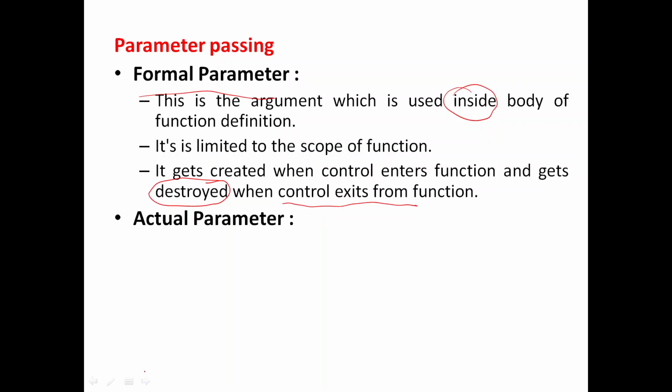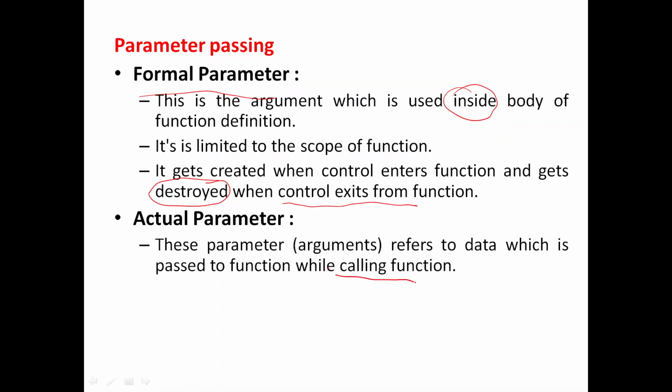Another type of argument is actual parameter. Actual parameter is the actual data passed from the calling function. So we have to know what calling function and called function are. Calling function is the place from where we are calling our actual function. Our actual function is called the called function. So the data that we are passing from the calling function are called actual parameters.